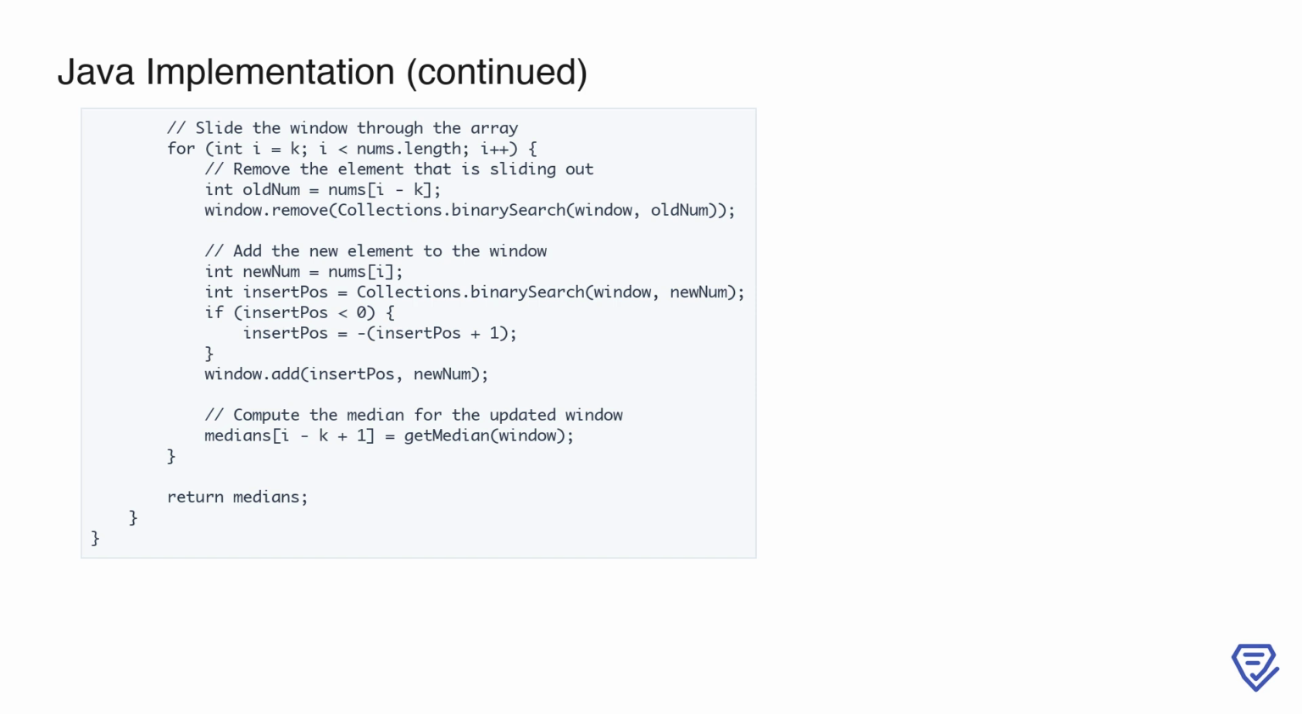Once the window is updated, the getMedian method is called to compute the median of the current window, and this value is stored in the corresponding position of the medians array. Finally, after processing all sliding windows, the method returns the medians array containing the median values for each window.